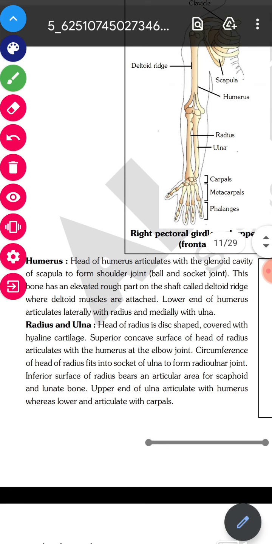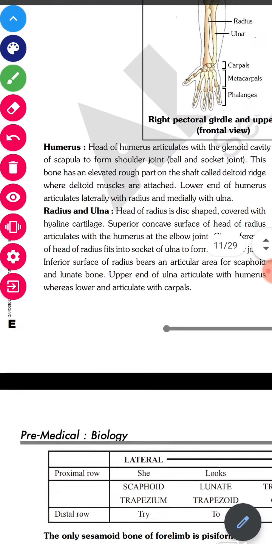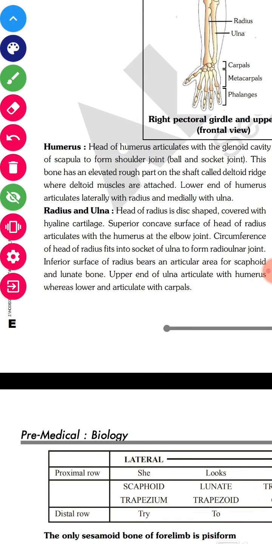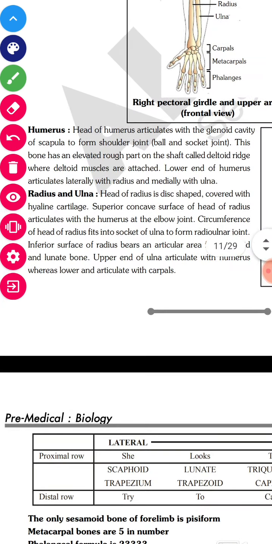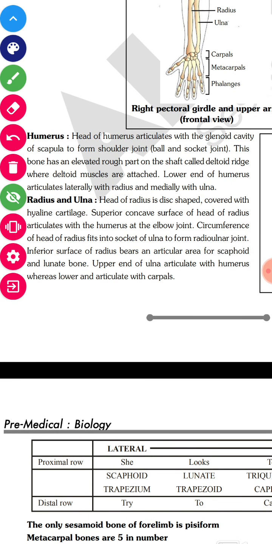Now the lower end of the humerus we talked about is attached to the radius, and the radius's other end over here is attached to two bones. And what are the names of those bones? They are called the scaphoid and lunate bones. We can call them wrist bones. I'll show you the figure over here.